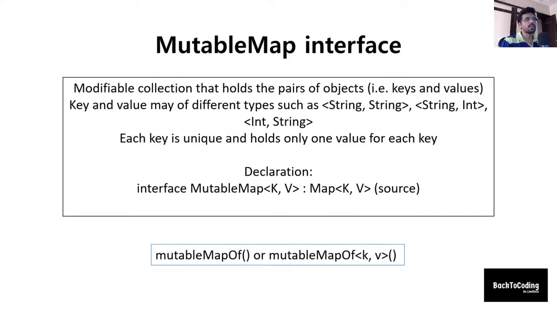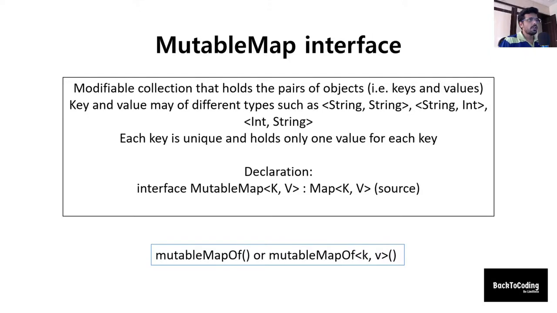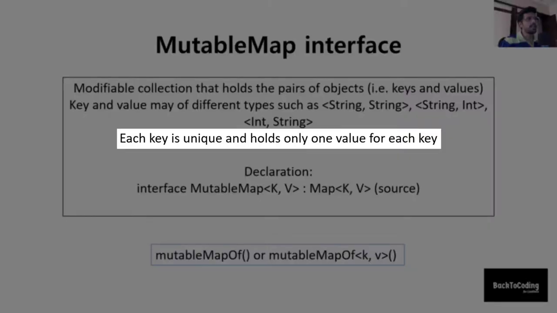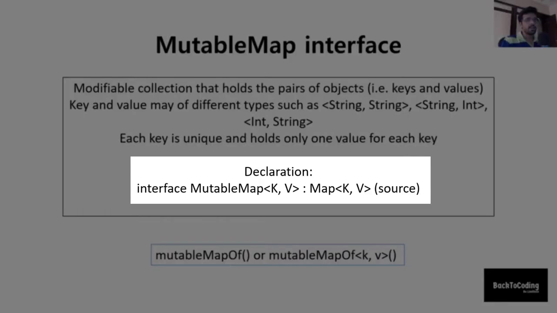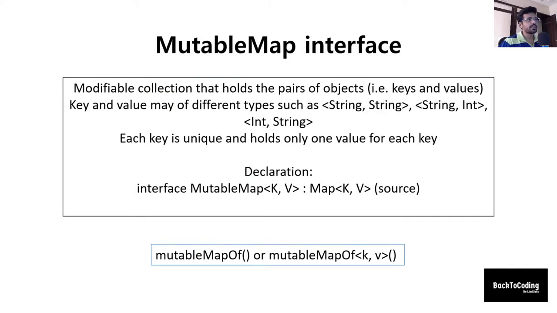A mutable map in Kotlin is an interface which is a modifiable collection that holds the pairs of objects, that is keys and values. It supports retrieving of values using its corresponding keys. The key and value may have different types such as string, int, string, etc. Here each key is unique and holds only one value for each key. This is how it is declared. And we have mutableMapOf key value functions to make use of the mutable map interface.